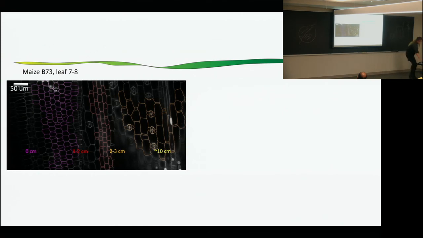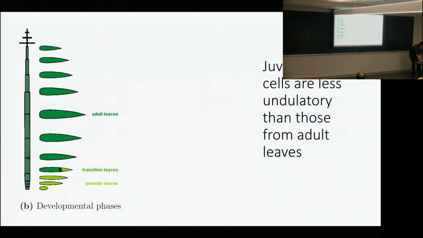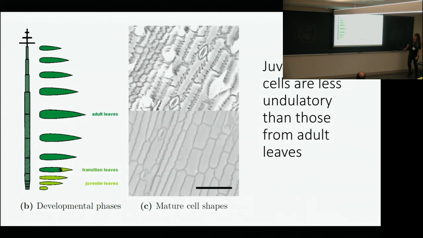That's sort of the gist here. This is as they're getting even older towards the tip, and you start seeing this beautiful undulation. Okay. So what's interesting is there's examples where the undulation is different.